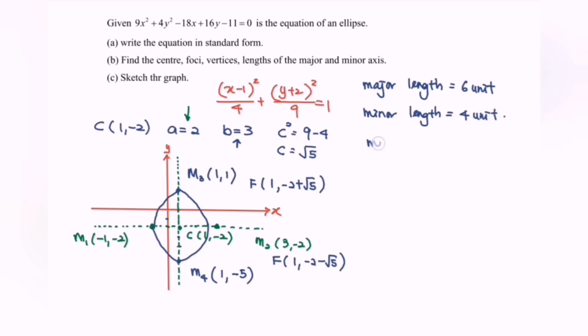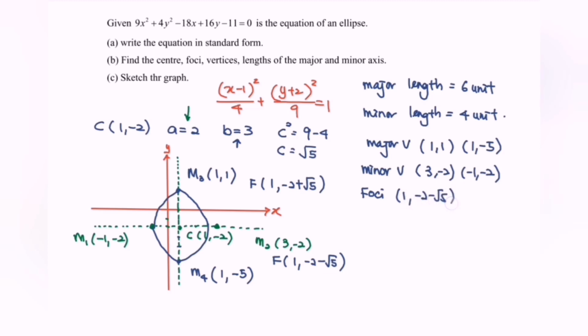As for the major vertices, we have (1, 1) and (1, −5). As for the minor vertices, we have (3, −2) and (−1, −2). Then as for the foci, we have (1, −2 − √5) and (1, −2 + √5). So here we have the situation.